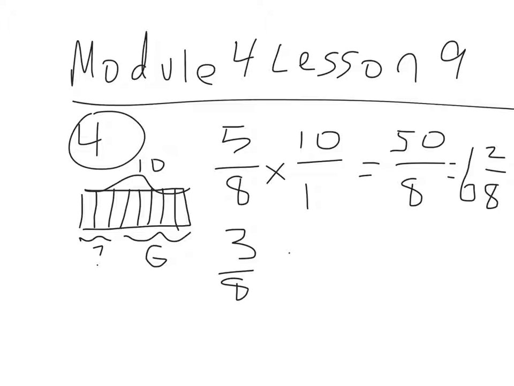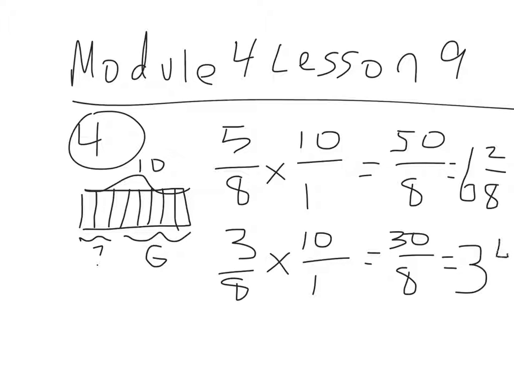So for 3/8, I'm going to do 3/8 of the 10 yards. I'm sorry, of the 10 pounds. 3/8 of 10, just like I did the 5/8 of 10. Top times top, bottom times bottom. I get 30 over 8, which I would change to a mixed number and get 3 and 6/8. So this first answer represents the amount of soil he uses for the garden, and this second number represents what is left. If you add those two mixed numbers together, you would get 10 pounds.